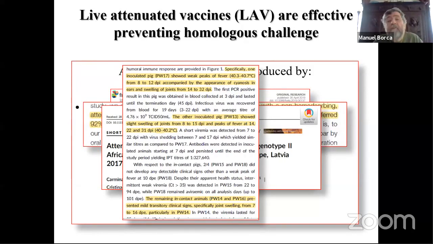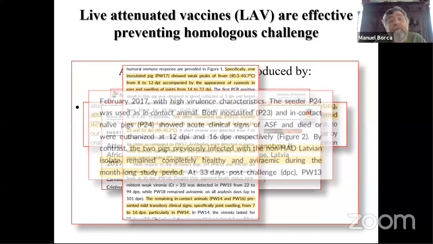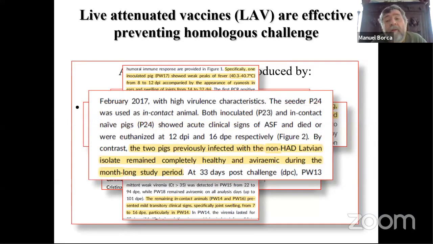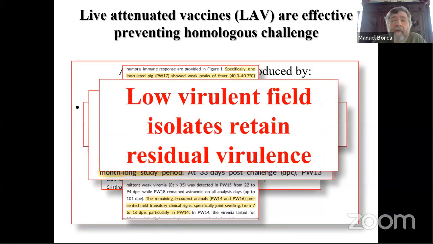The paper finished by showing that 1 pig that was directly inoculated and 1 pig that was infected by contact successfully survived the challenge with the Armenia virus. My point on this is that we have to be a little bit careful with the low virulent field isolates, because of the problem of remaining residual virulence. And I think that should be a point of concern in the use of this virus as a potential vaccine in the field.